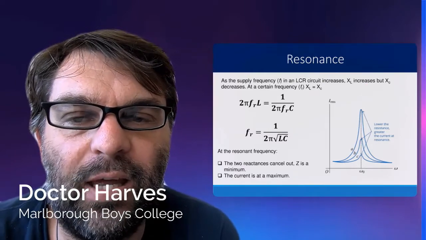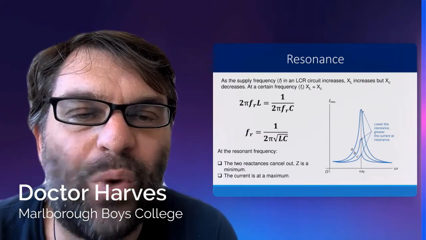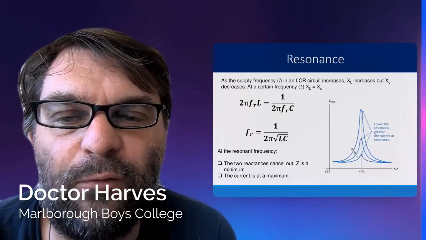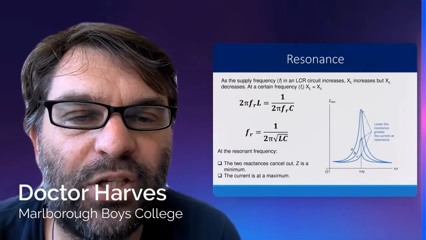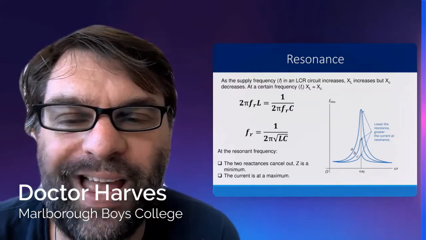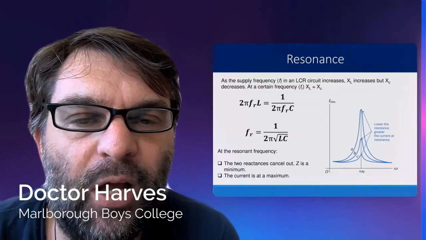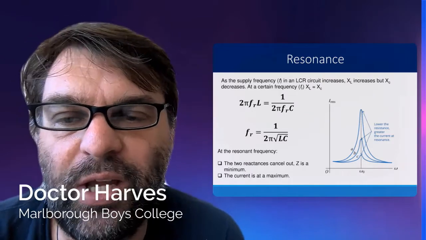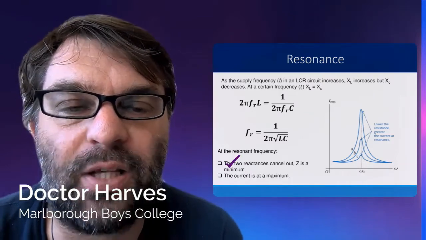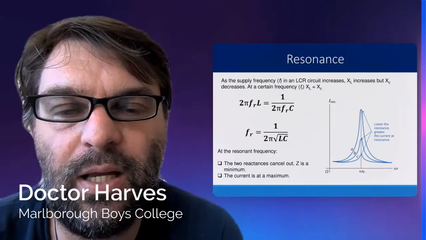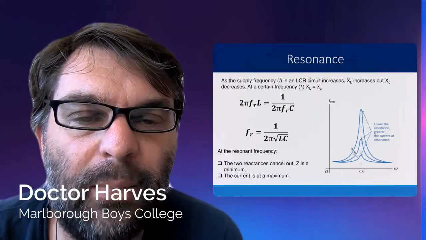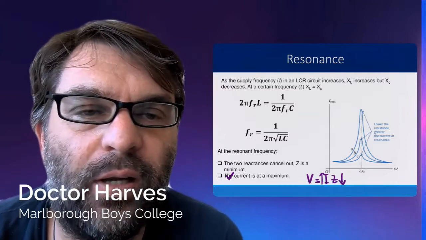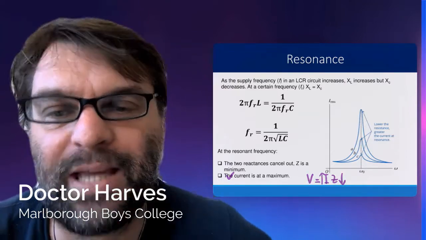And if you plug in the equations and do a bit of rearrangement, you can see the equation for the resonance frequency. Okay, and that's going to be 1 over 2 pi the square root of L times C. Okay, and at the resonant frequency, two things occur. The two reactances will cancel out, so therefore the impedance is going to be a minimum. And because the impedance is a minimum, that means the current in the circuit will be a maximum.